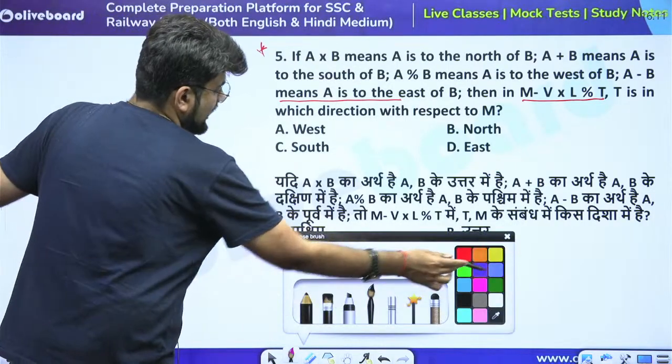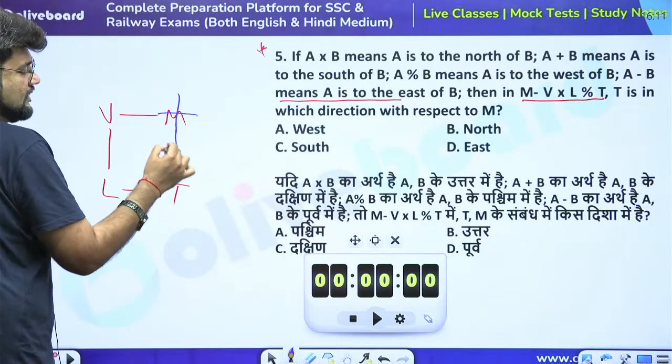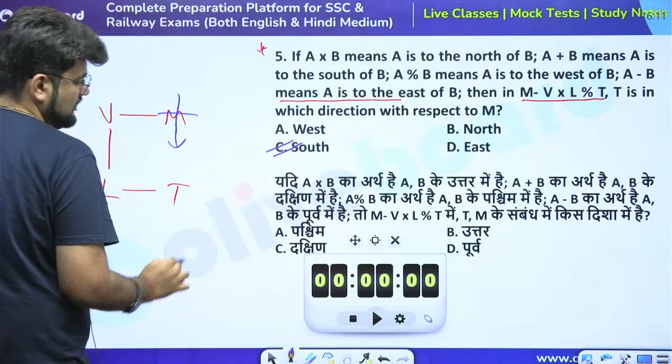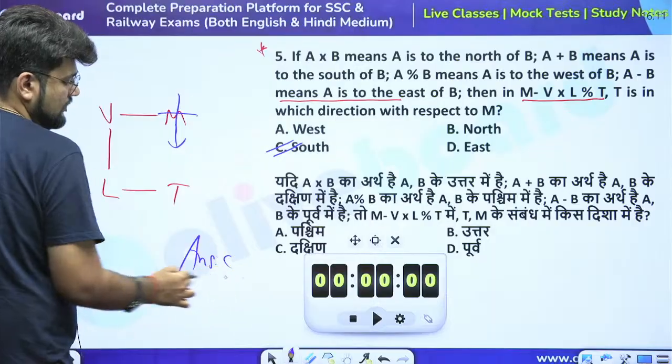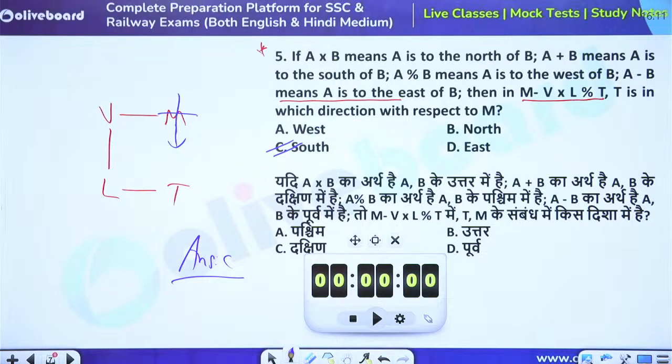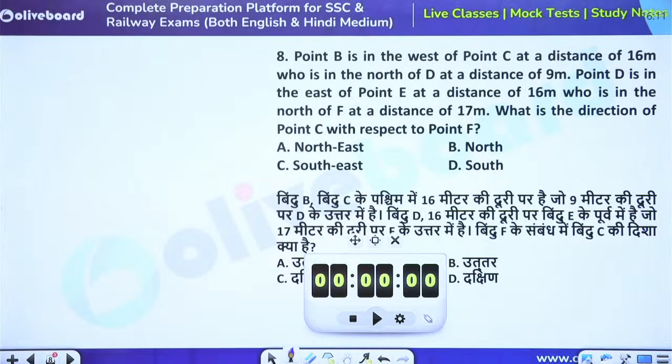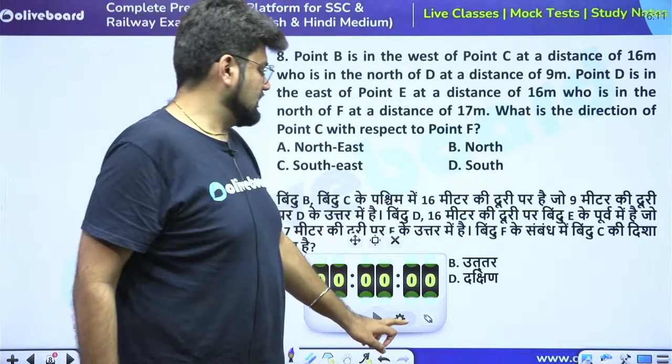Now, they are asking T is in which direction with respect to M. So, with respect to M, where is T? T is in the south. So, option C is the correct answer. Cool. So, even if it is coded directions, not a problem. You can approach it with a similar concept. All you need is a concept. If you are thorough with the concept, nothing else is going to bother you.